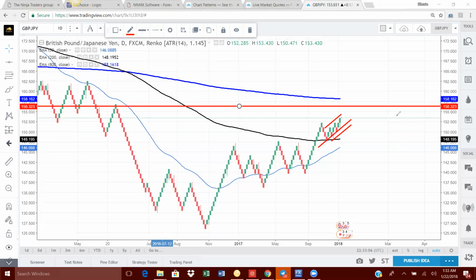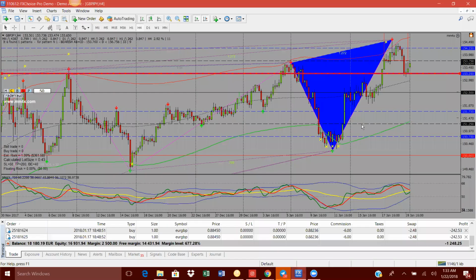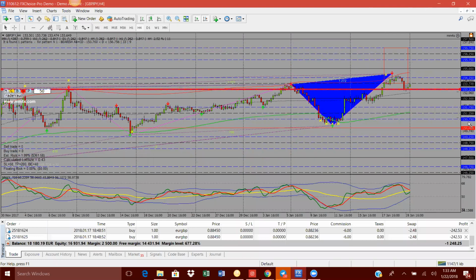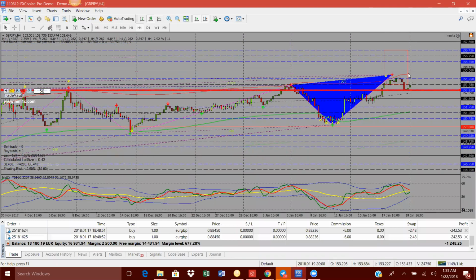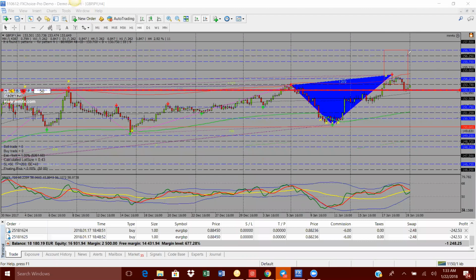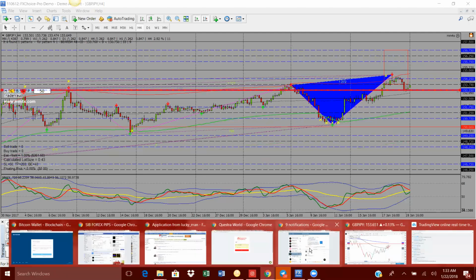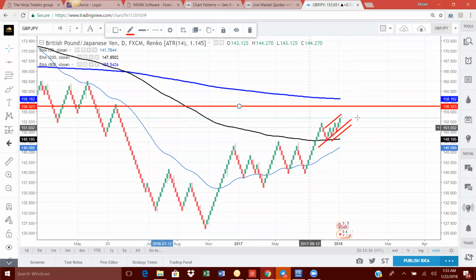To 156,320. So if you go on MT4, 156,320 is around this place. So can price come up here then drop? Because the Renko chart on a daily shows you still an uptrend. Still an uptrend.